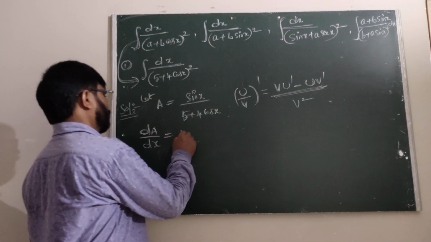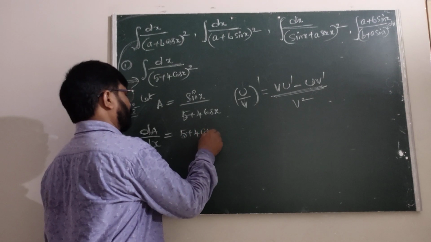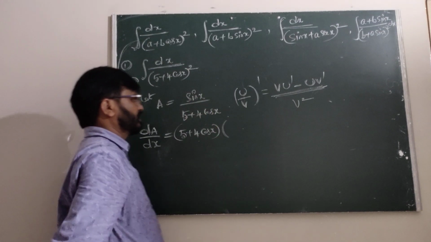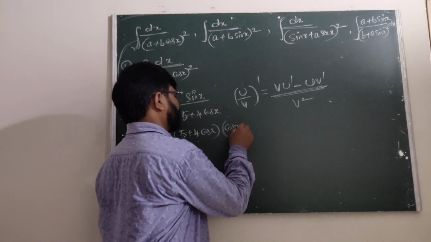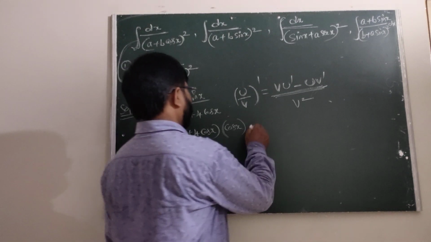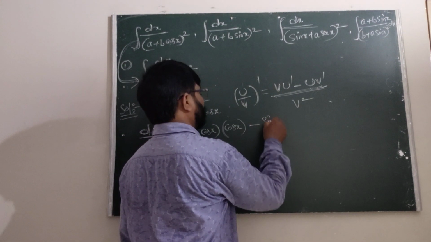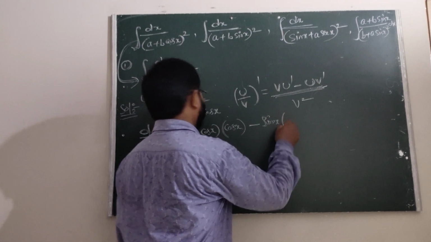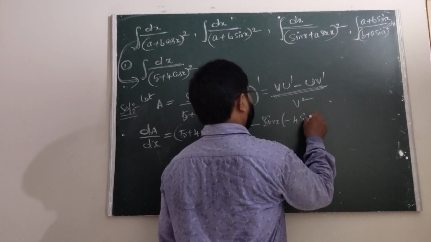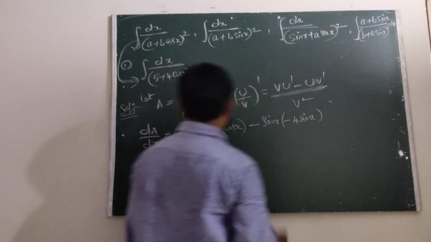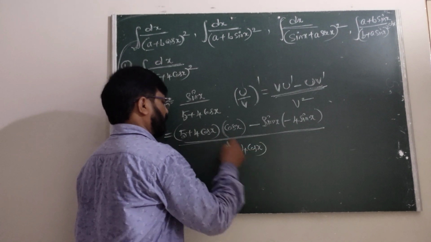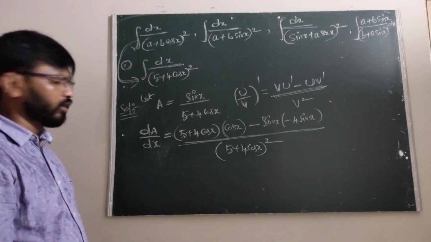Therefore now this is (5 + 4 cos x) times the derivative of sin x, which is cos x, minus u, that is sin x, into the derivative of the denominator. The derivative of 5 is 0, the derivative of 4 cos x is minus 4 sin x, all upon the denominator (5 + 4 cos x) whole square.